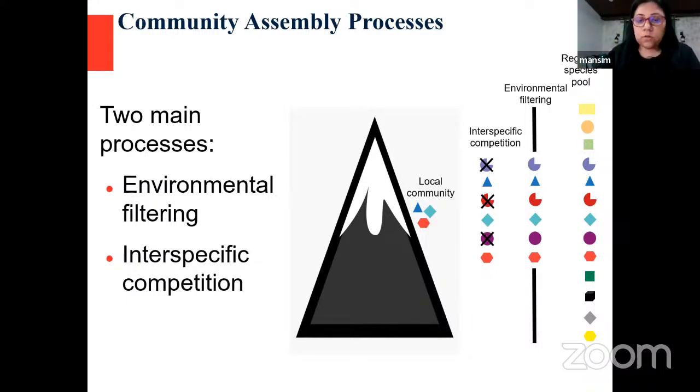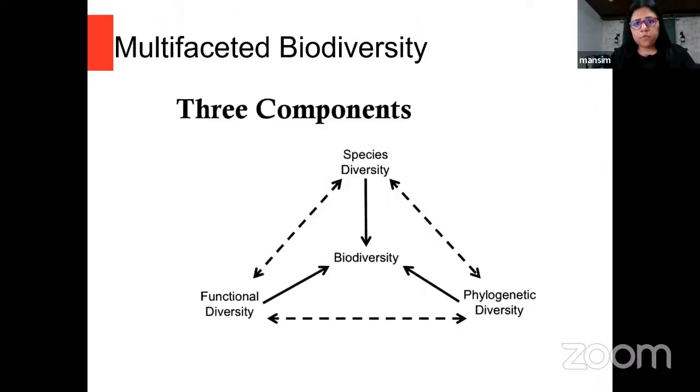Now, this is all nice and good as a conceptual framework, but how do I actually go around studying this in nature, right? How do I know whether a species is adapted to that environment or whether a species is competing with this other species? How can I actually quantify some of these things in nature? And this is where a framework known as multifaceted biodiversity comes into the picture, which is actually a very important topic in community ecology and macroecology in general.